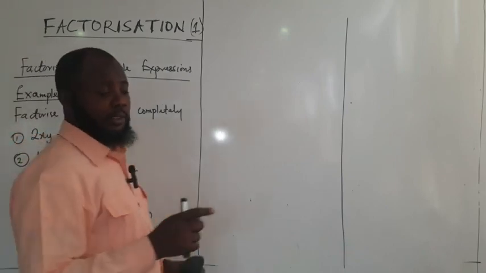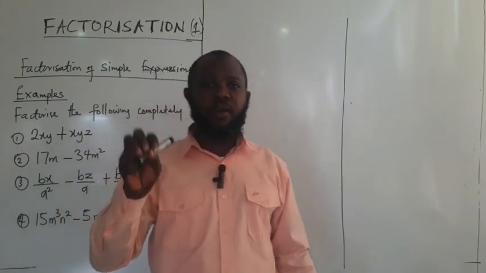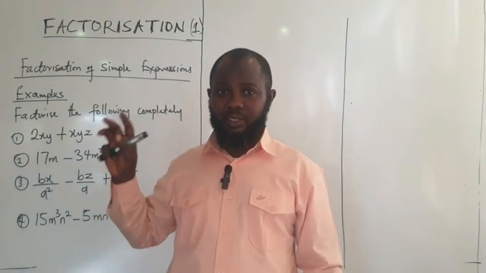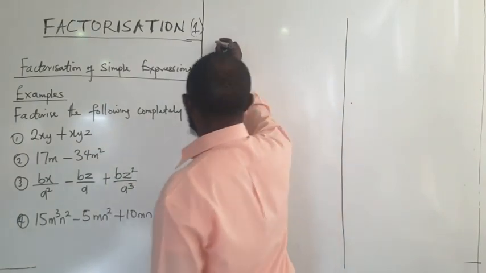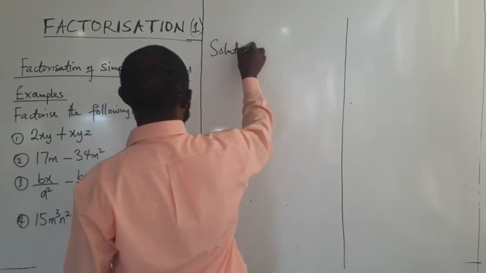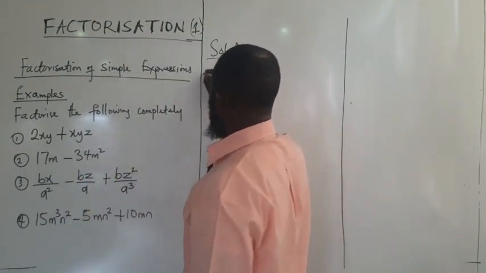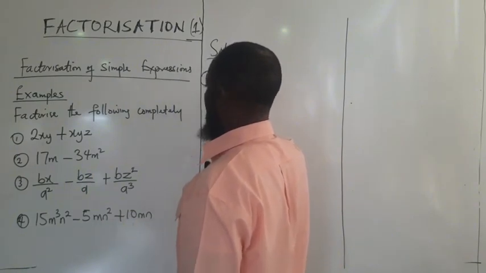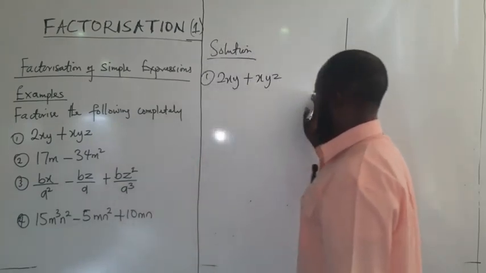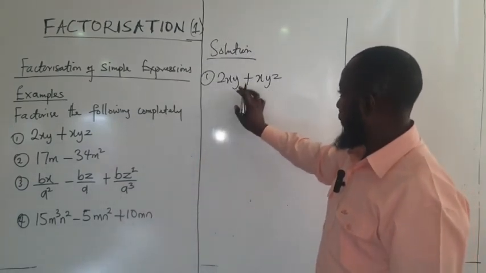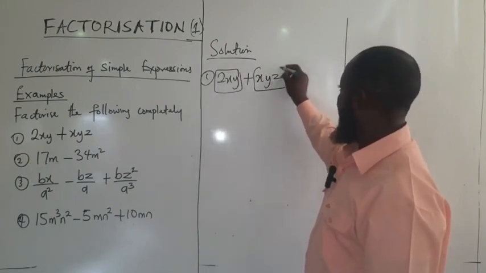Before you factorize, the first thing you should do is to bring out the highest common factor of the two terms you have in the expression. Because in an expression, you have different terms. So this first expression we have 2xy plus xyz. This is an algebraic expression. But this one here is a term, and this is another term.